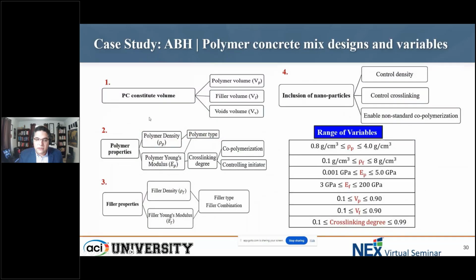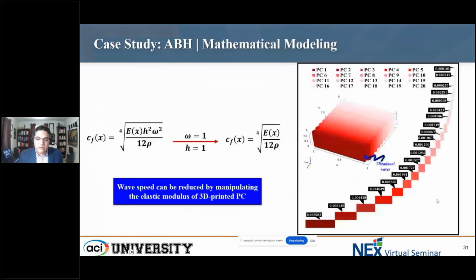We looked at the different variables affecting this, including the constituent material of the mix, the polymer properties, the filler properties, and also the nanomodification. And we came up with a range for those variables and are trying now to actually produce polymer concretes within these variables and allow them to be 3D printable to make these structures of interest.